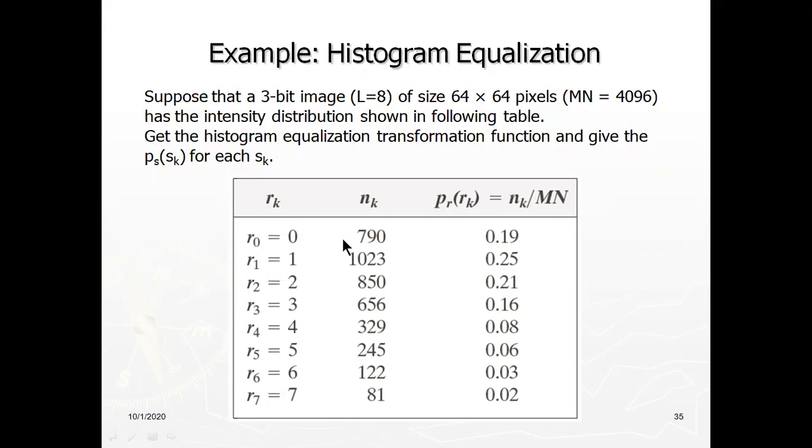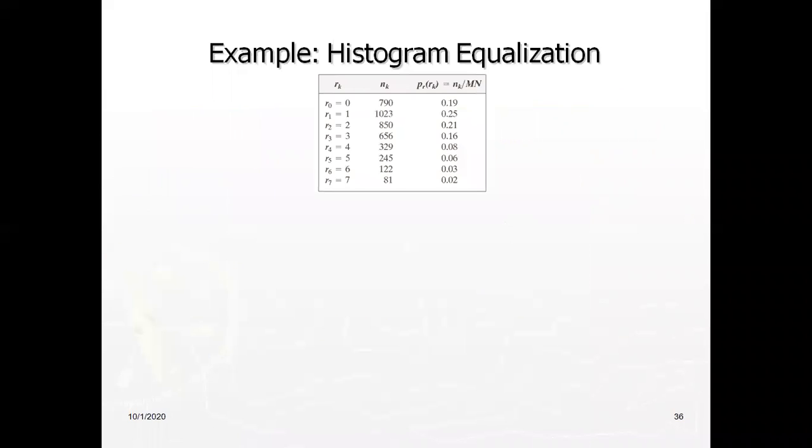Now, if you divide each of these quantities by 4096, you'll get 0.19, 0.25, 0.21, and all that. If you add all these, you'll get 1, the sum of all the probabilities together will become 1. The same thing is repeated in the first figure there. And now we can find s_0, s_1, s_2, s_3, and so on.